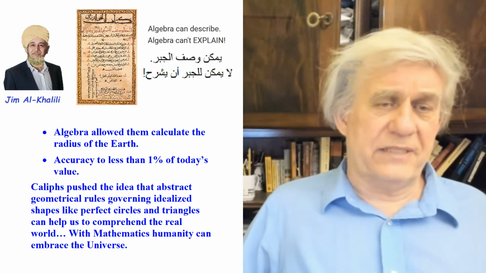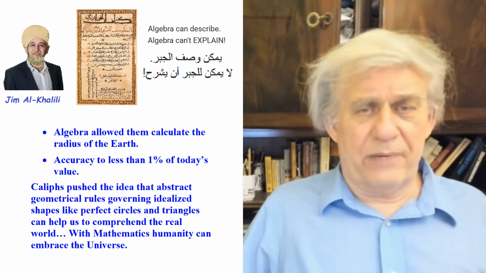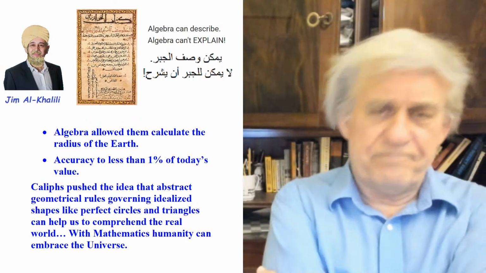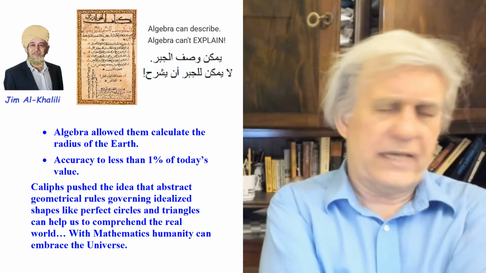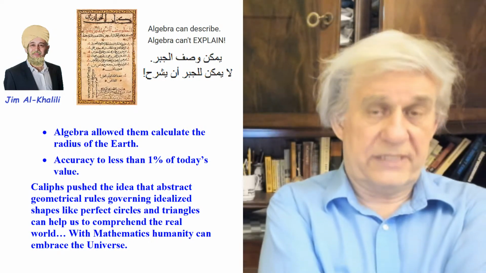Accuracy to less than 1% of today's value. Who cares? So they were quite accurate. And today we're a little more accurate. What does that tell us? You had this fellow, Michelson. He spent his entire life just measuring the speed of light. He got it ever more accurate. Was he a scientist?